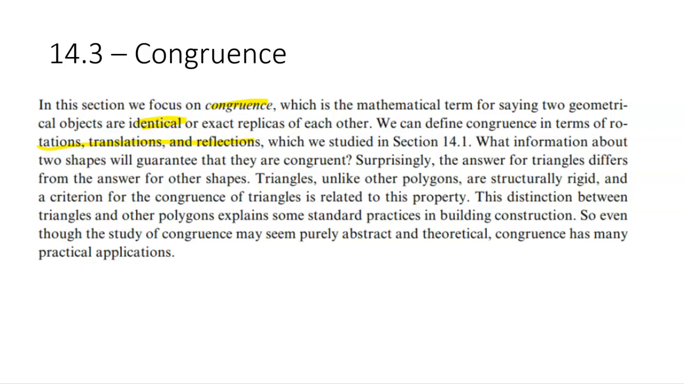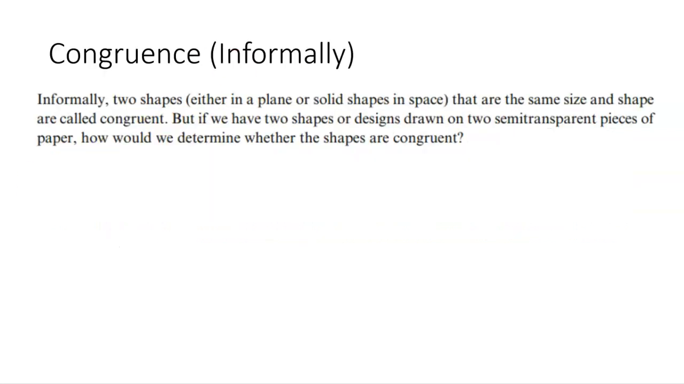It's interesting because triangles are really different than other shapes. Triangles are structurally rigid, which we're going to look at, and the criteria for the congruence of triangles is related to their structural rigidity. So the distinction between triangles and other polygons explains some standard practices in how we build construction and architecture and buildings around us. So even though the study of congruence may seem really abstract, it actually has a ton of practical applications.